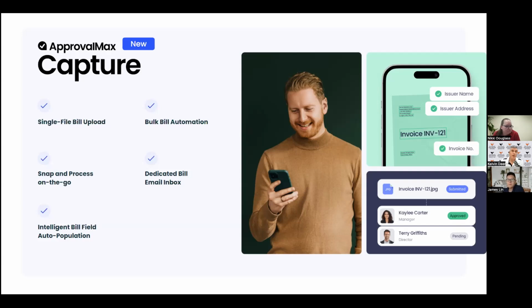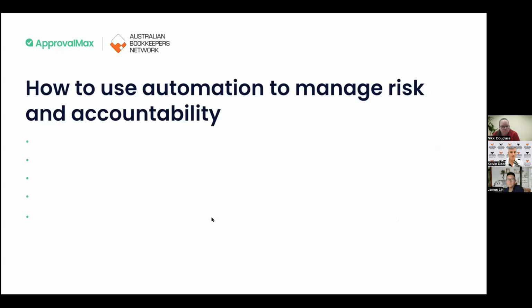Yeah, terrific. Now, James, how does ApprovalMax help with the whole automation piece? We've spoken a lot about it, and we've seen the workflow, but obviously, managing risk and then that accountability process. Could you just talk us through how ApprovalMax actually covers these items?